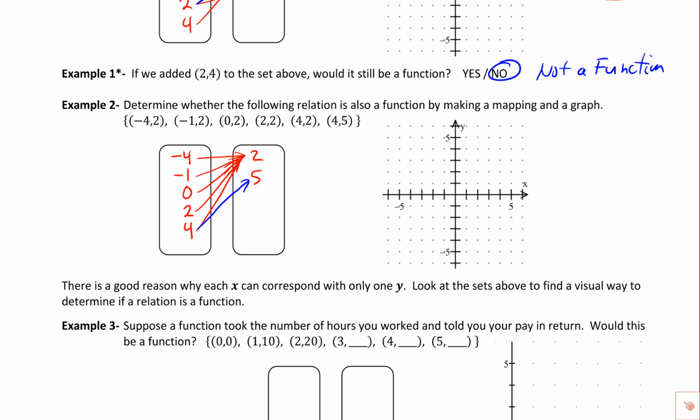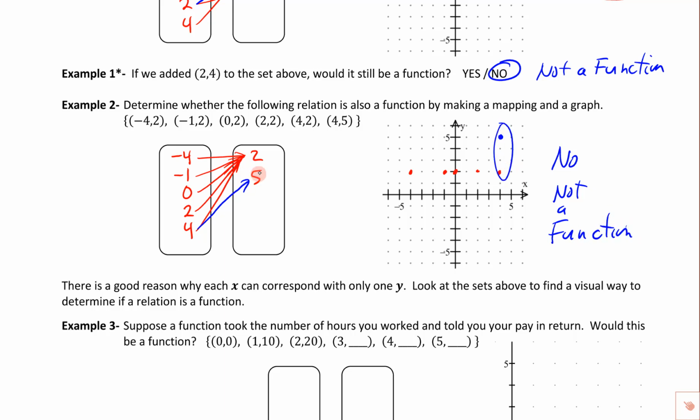So let's go ahead and graph this set of ordered pairs. -4, 2, -1, 2, 0, 2, 2, 2, 4, 2. Now if we left it like that, you'll notice that none of these points are stacked on top of each other, so we're totally okay there. But here's where the problem comes in. The problem comes in when we start graphing this one. 4, 5. That one is right on top there. So the answer to this one is no, this is not a function. This is not a function, and the problem is right here.